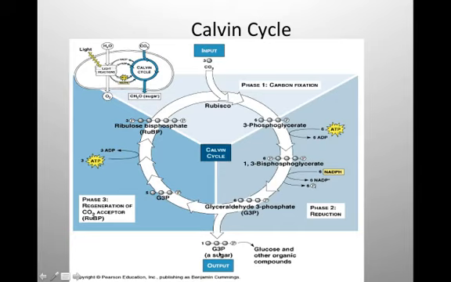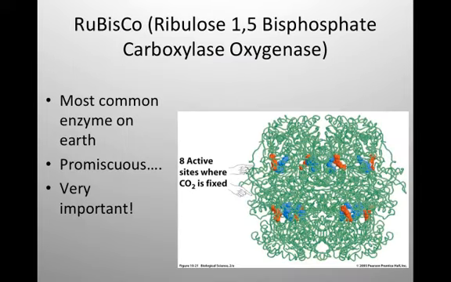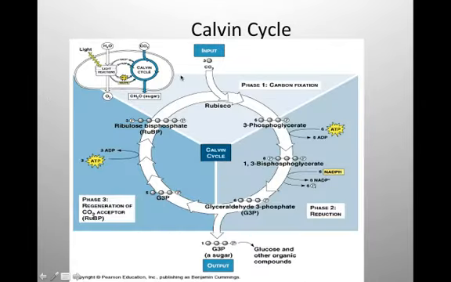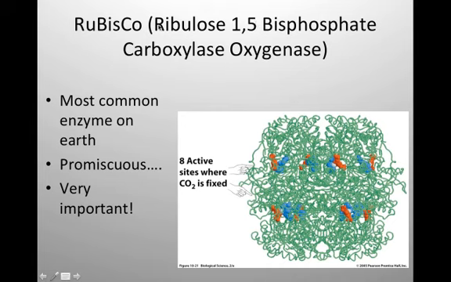All right, there's a lot going on here. Now, RuBisCo is extremely important. It's able to take carbon dioxide and fix it, or bind to it, and then put it onto ribulose bisphosphate. Now, the crazy thing about RuBisCo, it's actually the most common enzyme in the world. It's called ribulose bisphosphate coenzyme. Or no, sorry. Ribulose bisphosphate carboxylase oxygenase.